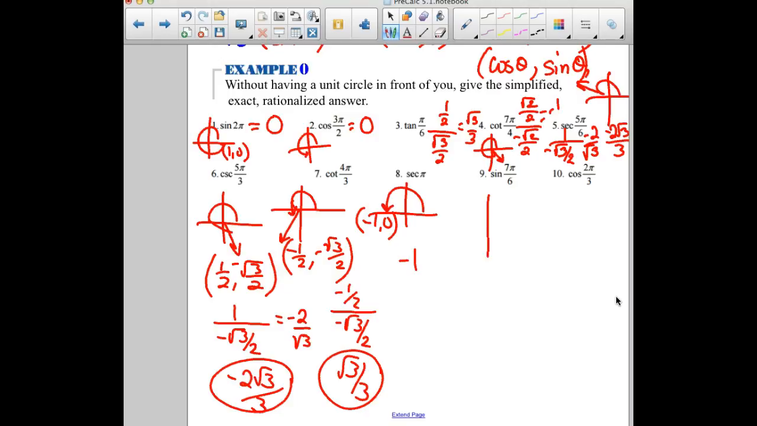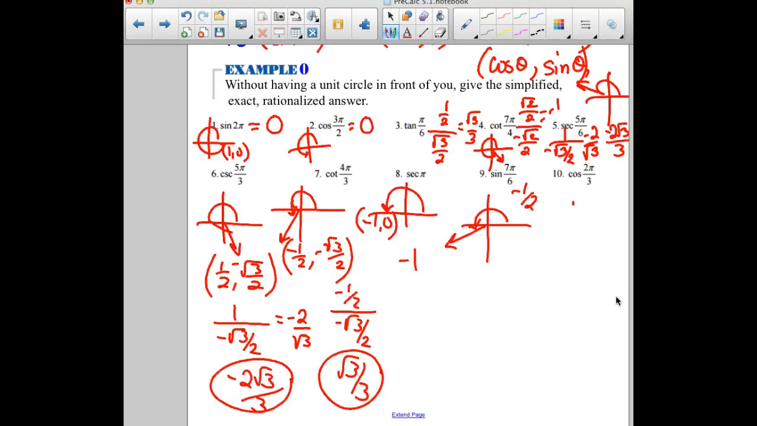For 7 pi over 6, we are 1/6 into this quadrant. So we're looking at a pi over 6 reference angle, and we need the sine of it. In this quadrant, sine is negative, so we know we're going to have a negative answer, and our sine value is 1/2, so negative 1/2.